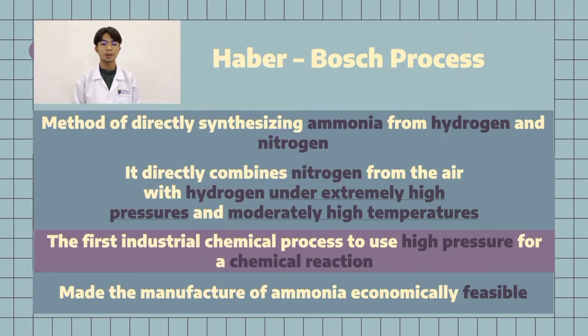The Haber-Bosch process is a method of directly synthesizing ammonia from hydrogen and nitrogen. It directly combines nitrogen from the air and hydrogen under extremely high pressure and moderately high temperature. This process was the first industrial chemical process to use high pressure for a chemical reaction. It also made the manufacture of ammonia economically feasible.